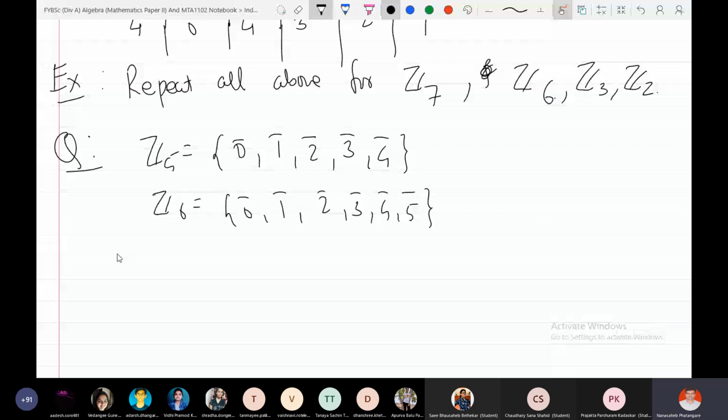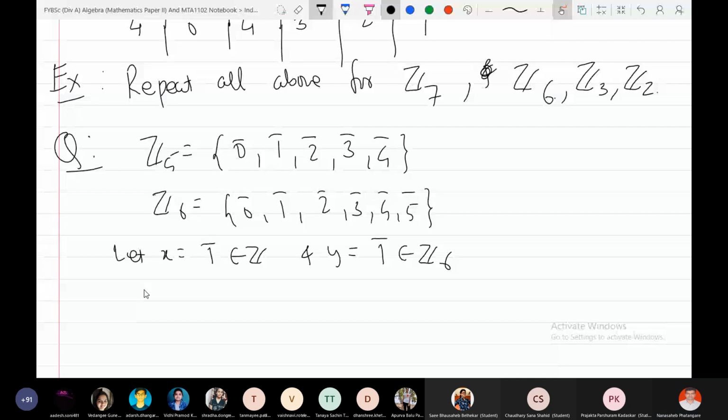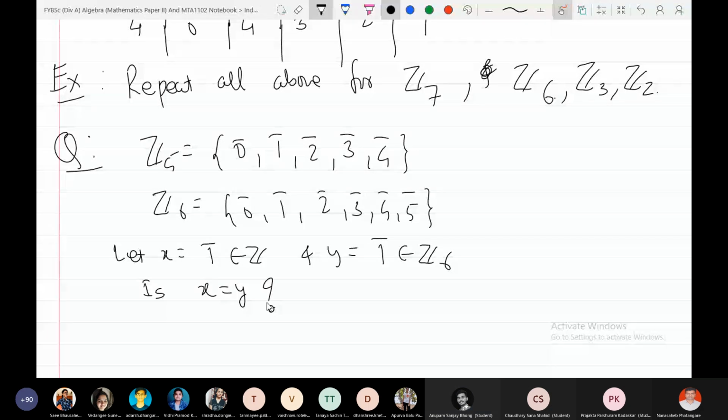Now let x be equal to 1 bar in Z5 and y be equal to 1 bar in Z6. Is x equal to y? No, sir. Right? Do you understand? They are not the same. Is it clear? Yes, sir.